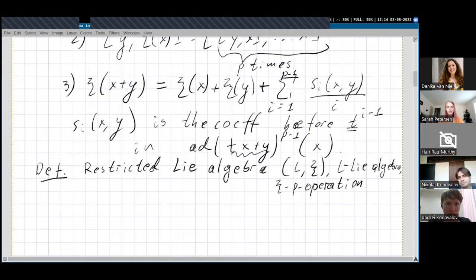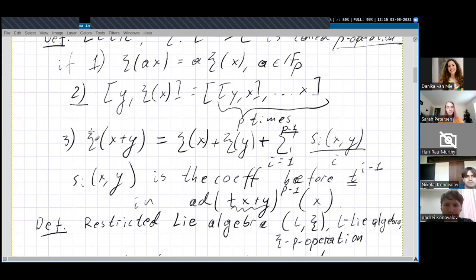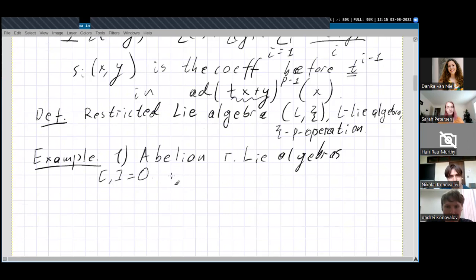This is a complicated definition in the first place, so I perhaps need to show some examples. The first example is abelian, which means that the bracket is equal to zero. Then this one is vacuous, and this one just says that psi acts linearly. So it means that an abelian restricted algebra is the same as an F_p vector space with a Frobenius-linear endomorphism, that is, an F[psi]-module.